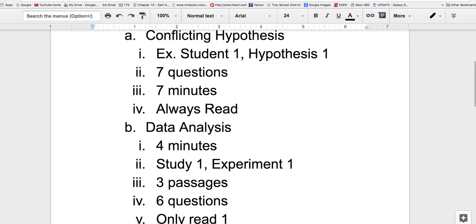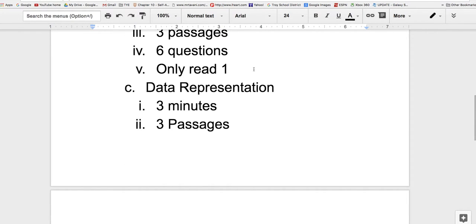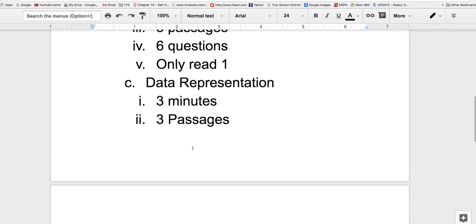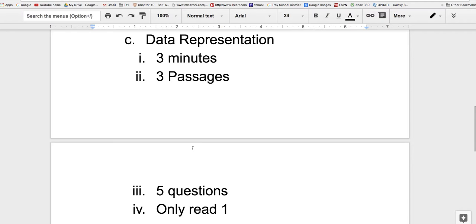Now, we have data representation. This is typically the easiest one you'll ever find on the ACT. This is 3 minutes. There'll be 3 passages, and there are only 5 questions. And again, you only need to read 1. So, who can tell me which 3 passages are data representation? Good. 1, 2, and 7 are all data representation.